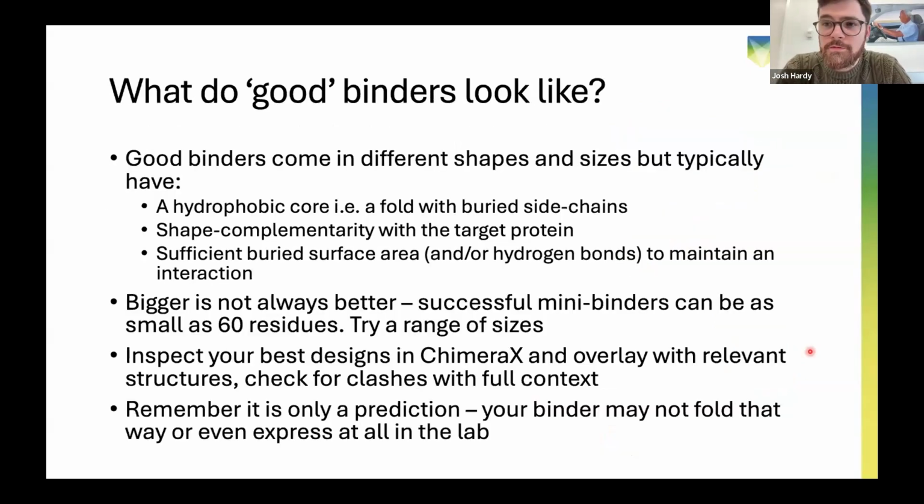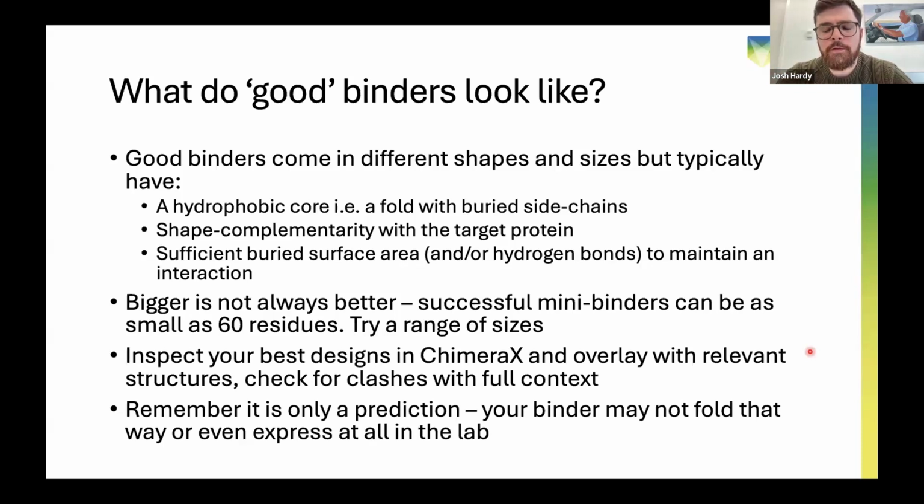Good binders come in different shapes and sizes. I think we've seen in the literature lots of different binders have been successful, and it obviously varies for target proteins. But in general, you want something that has a hydrophobic core, so it's got buried side chains that are going to help the protein fold. You need it to have shape complementarity with the target protein, so that it fits into the surface and also has a decent buried surface area contact, and that may or may not include hydrogen bonds. All of that is going to improve the chance of it being a high affinity and successful binder.